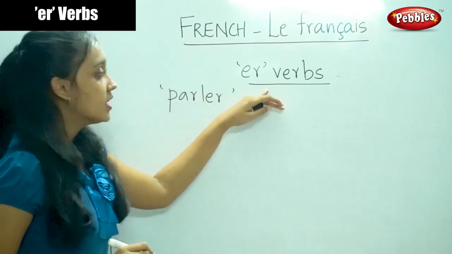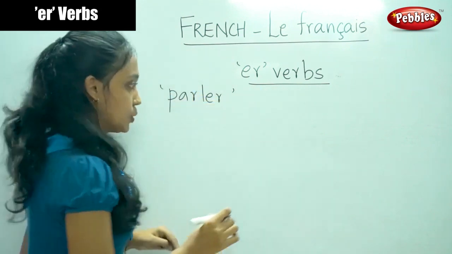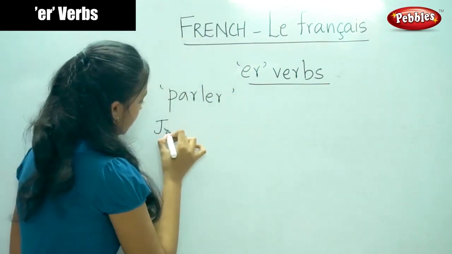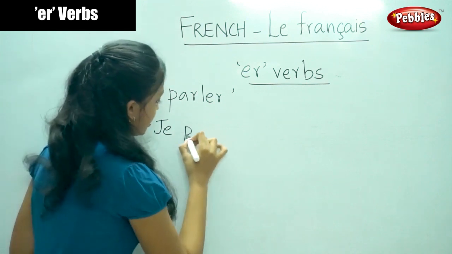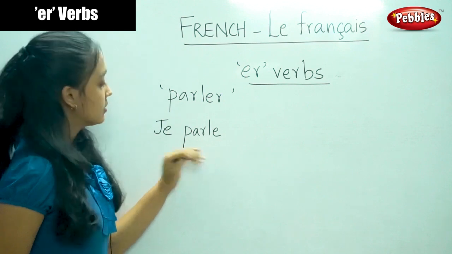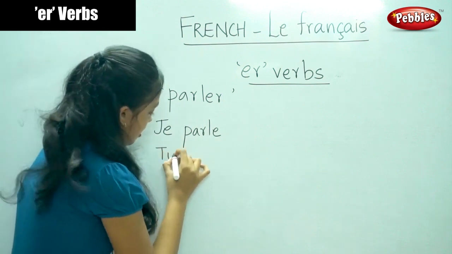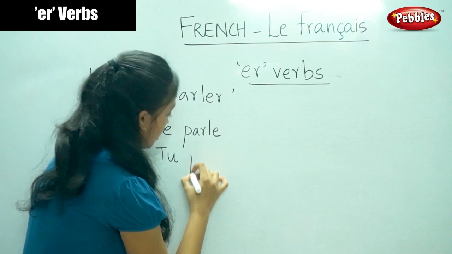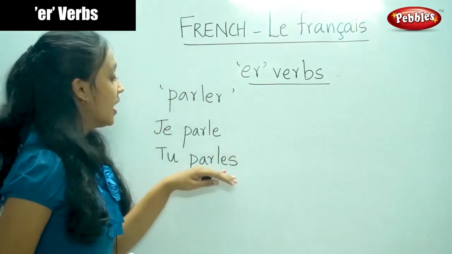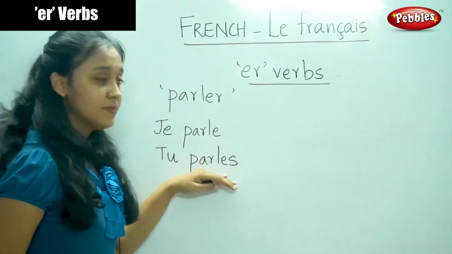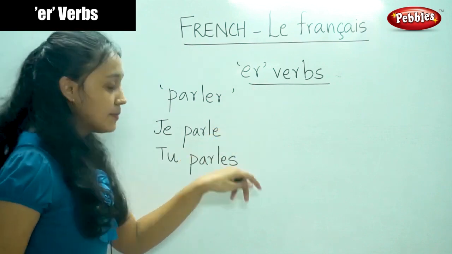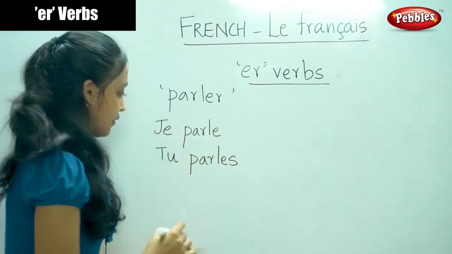For ER verbs, the conjugation is as follows. So, for je, we say je parle. For tu, tu parles. The pronunciation is almost the same, it's just the spelling that varies. And all ER verbs have the same type of ending. So watch this carefully.